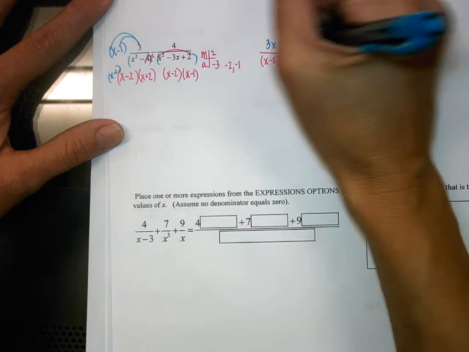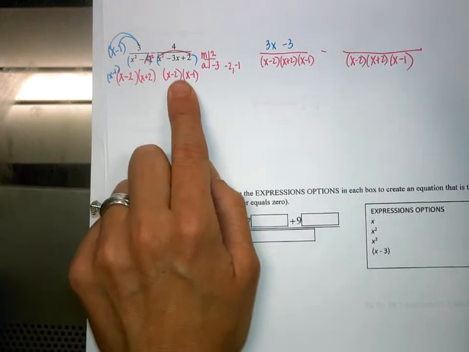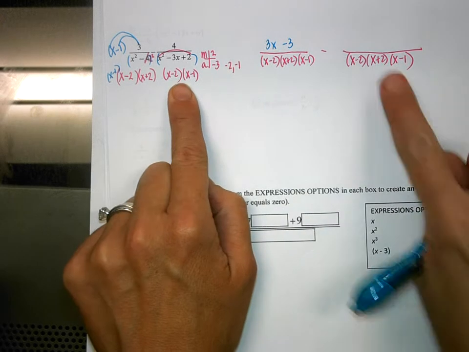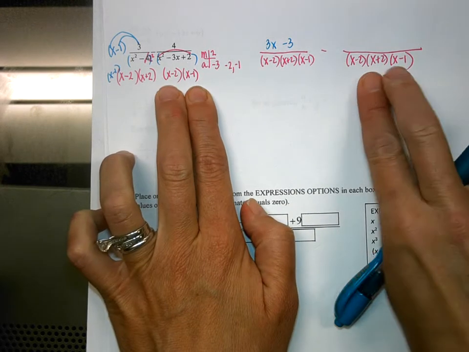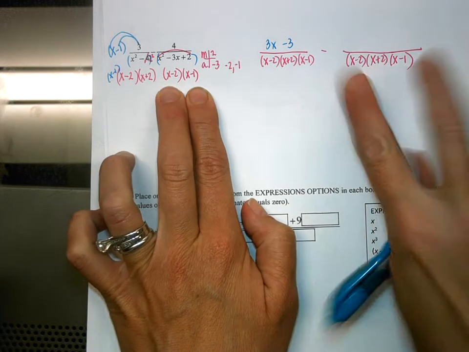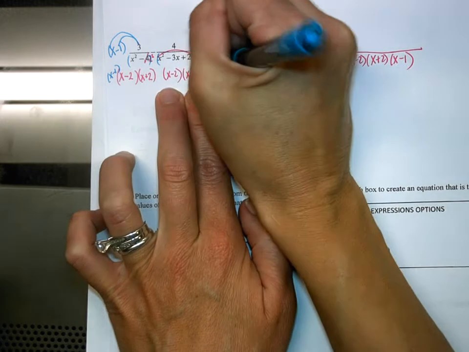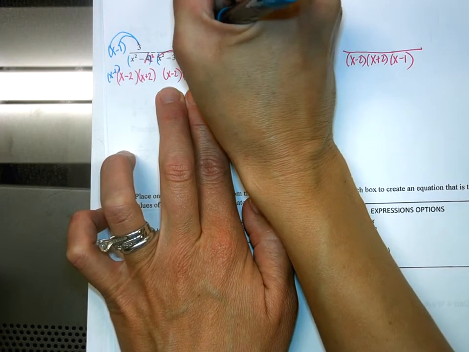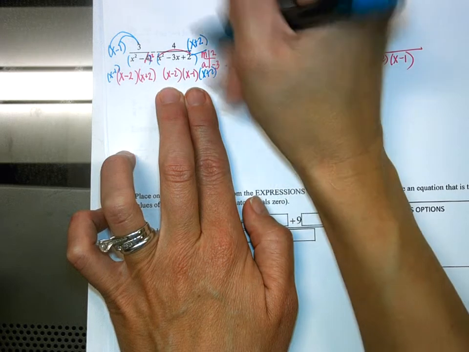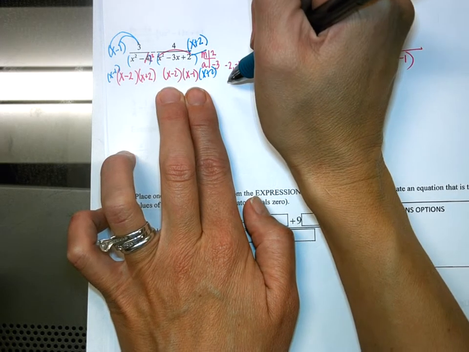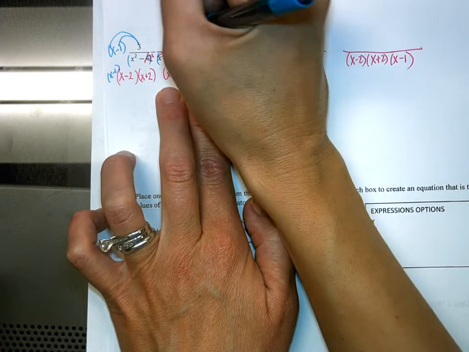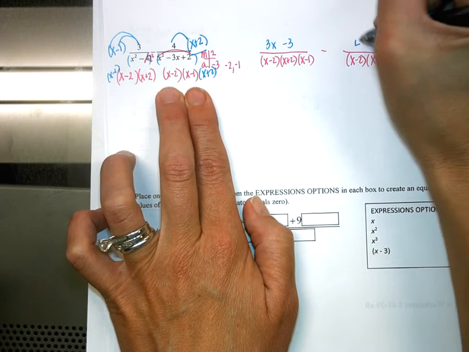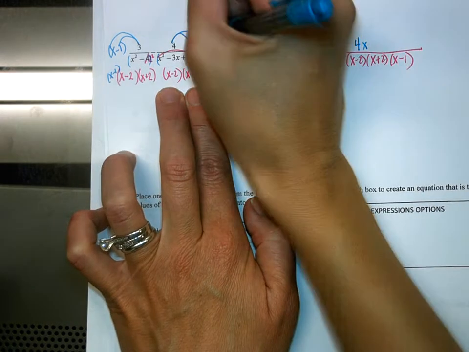Okay. Next fraction. What am I missing? What do I need in order to make it my common denominator? I need an x plus 2, and whatever I do to the bottom, I also have to do to the top, because that means I'm really just multiplying by 1. Okay, 4 times x is? 4 times 2 is? 8. And then what do I do?